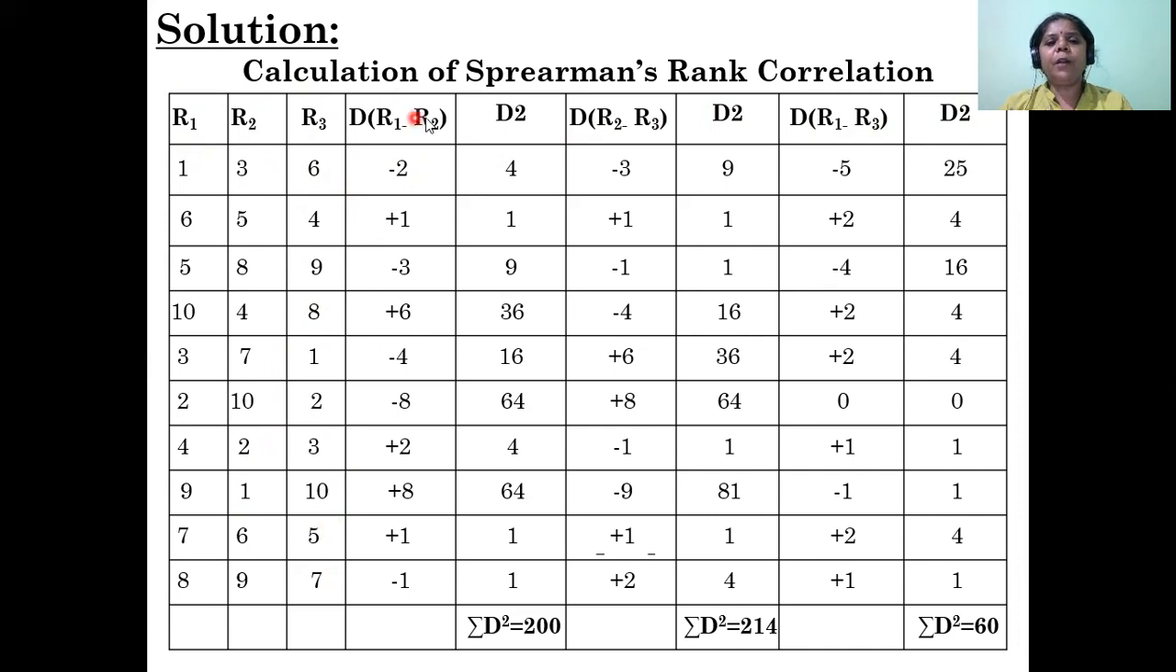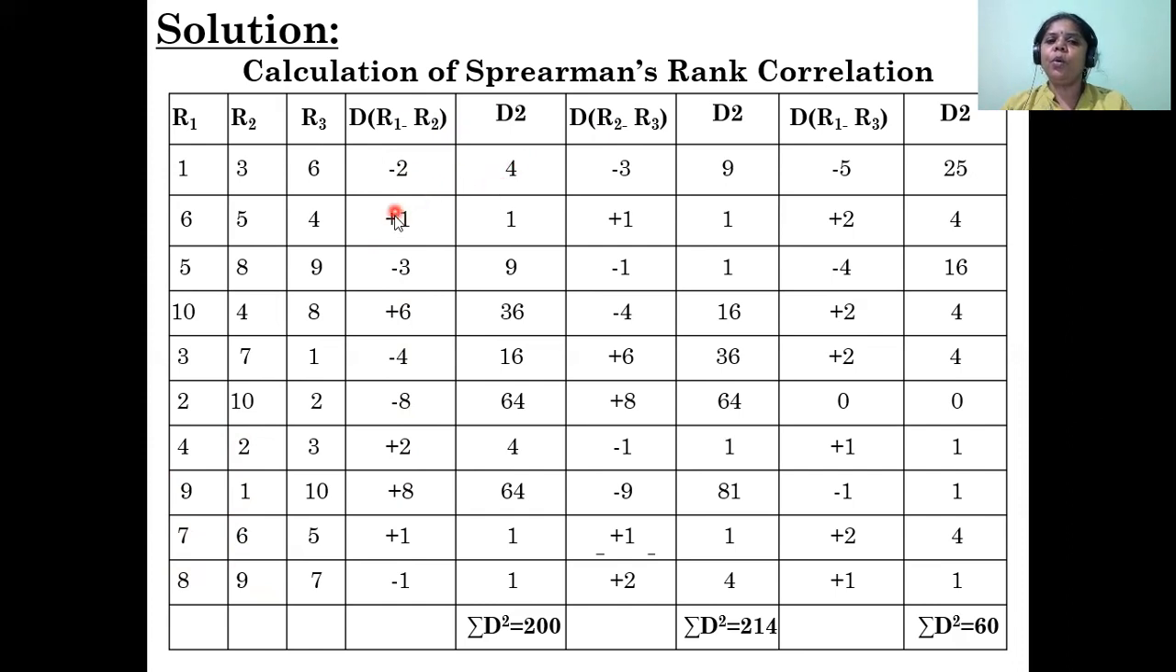Then R1 minus R2, that is 1 minus 3, 6 minus 5, 5 minus 8, 10 minus 4, 3 minus 7, 2 minus 10, 4 minus 2, 9 minus 1, 7 minus 6, 8 minus 9. You will get D. R1 minus R2, this you have to make it as D square. Whatever the values you are getting for D, you have to make it as D square.